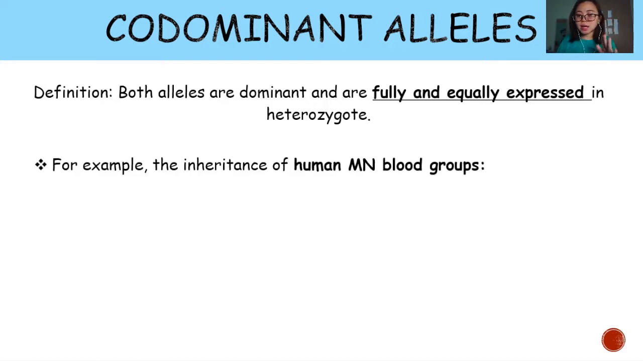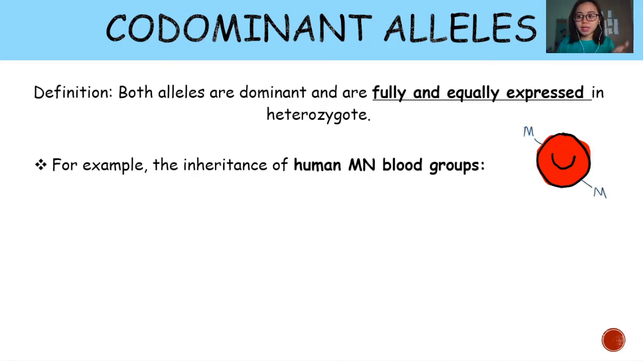Let's use that example of human MN blood group types. Okay, kita tengok contoh blood group MN. So, on a red blood cell, you can have many types of antigen. Okay, dalam permukaan sel darah merah kamu tu akan ada banyak dia punya antigen or cell marker.